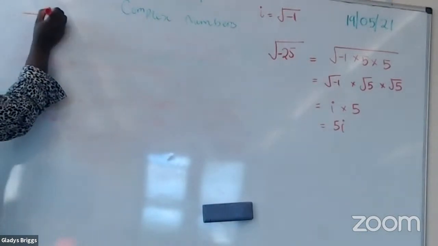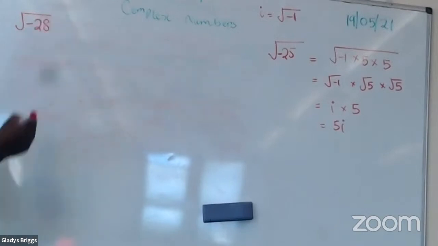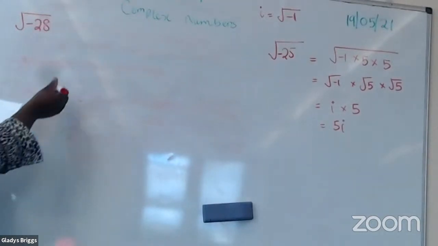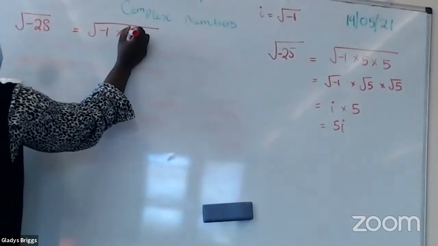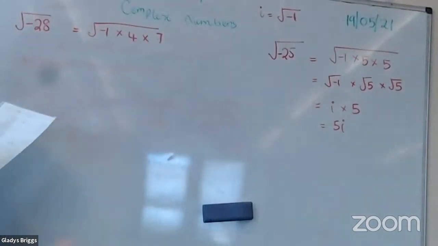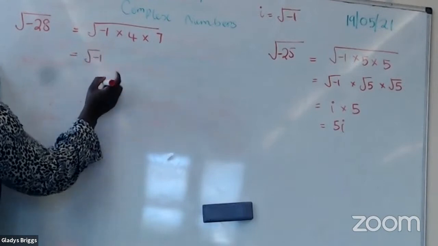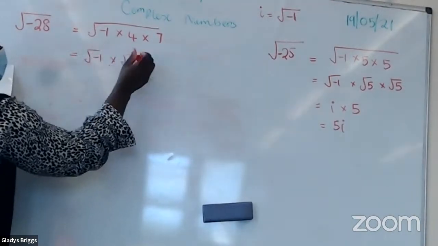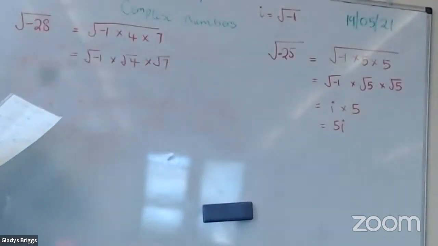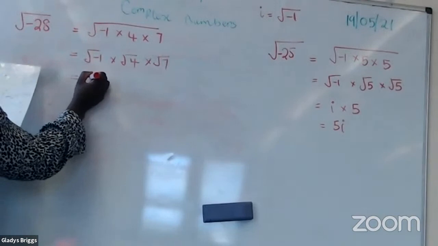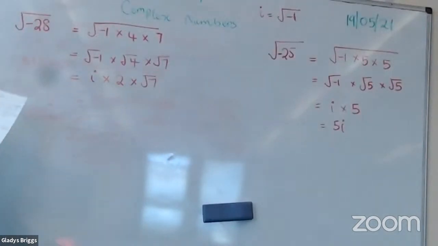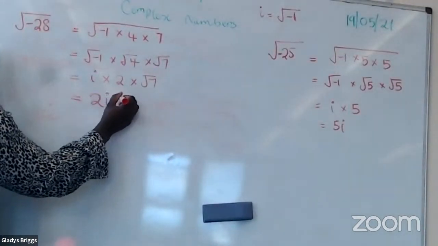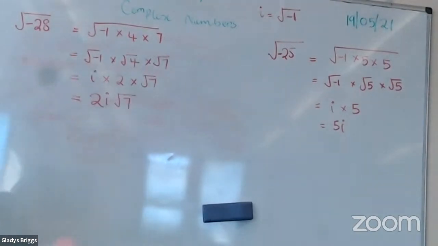If I ask you to find the square root of -28, for example, that would be equal to the square root of -1 times 4 times 7. 4 times 7 is 28. We know that the square root of -1 is I. We multiply that by the square root of 4 times the square root of 7. This is I times 2 times root 7, and we can write it properly as 2I times root 7. So that's how we do that one.